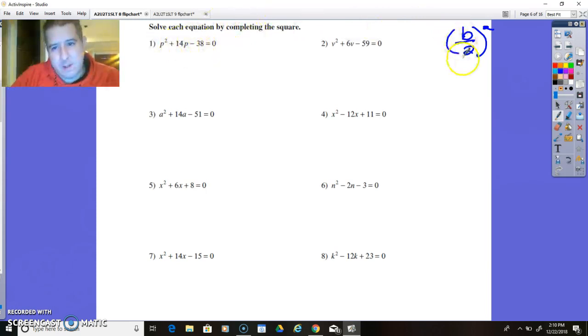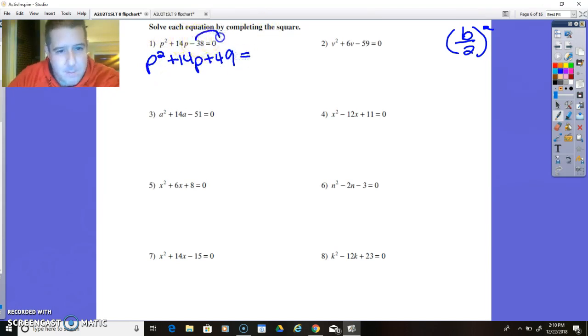So 14 divided by 2 is 7. 7 squared is 49. So I know that that's the number I need to add to both sides. Now, of course, I had to move the negative 38 to the other side, made it positive 38, and then adding 49 to both sides. 49 is what it takes to complete the square, and 38 was not 49, so I moved it to the other side, and I added 49 to both sides.